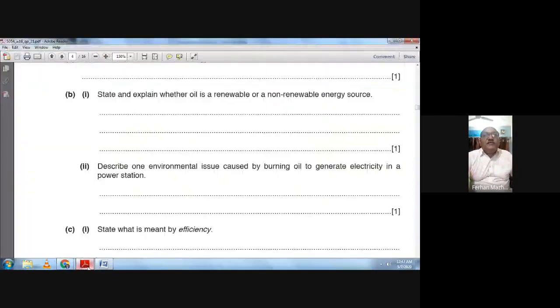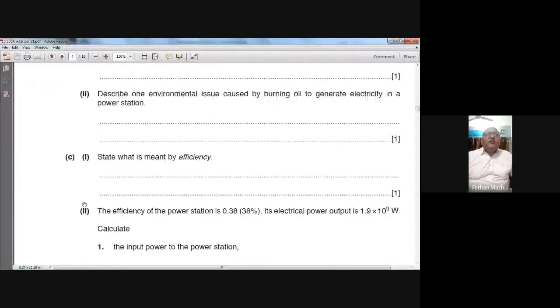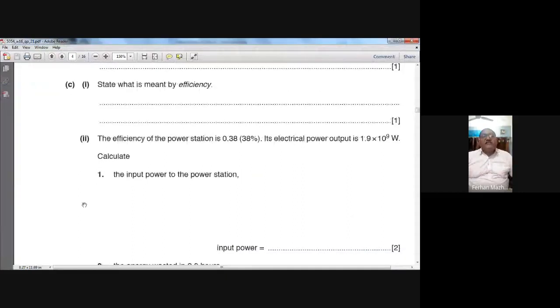Next question, C, first part is, state what is meant by efficiency. Efficiency can be defined in two ways. One way is, efficiency is the ratio of useful output power to the total input power.